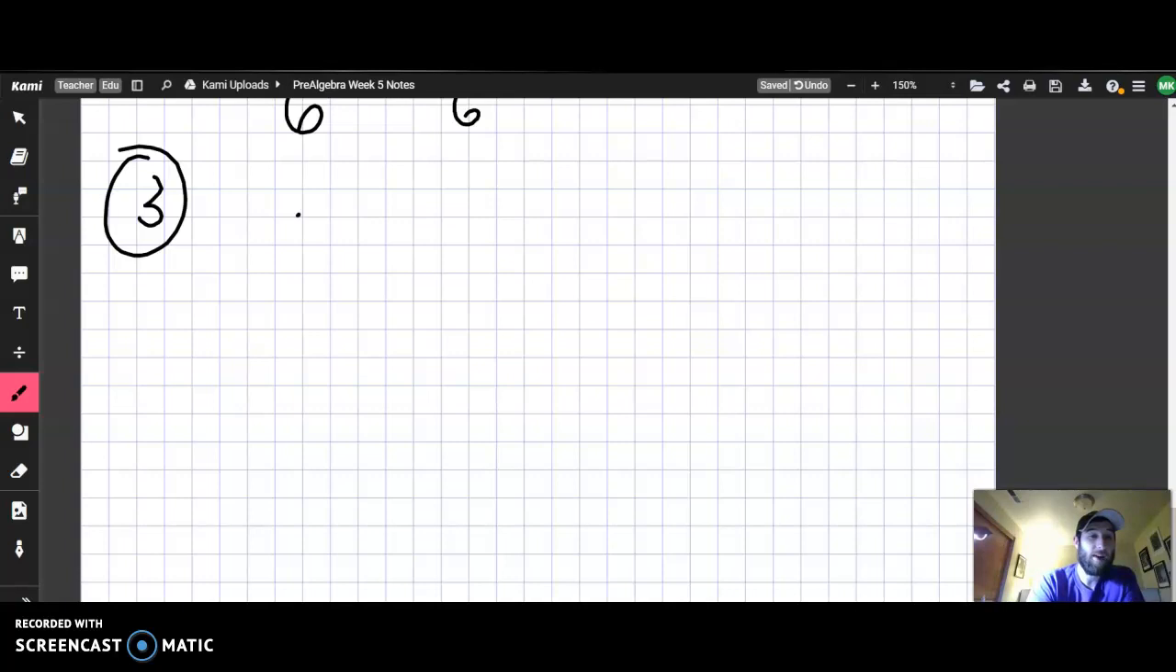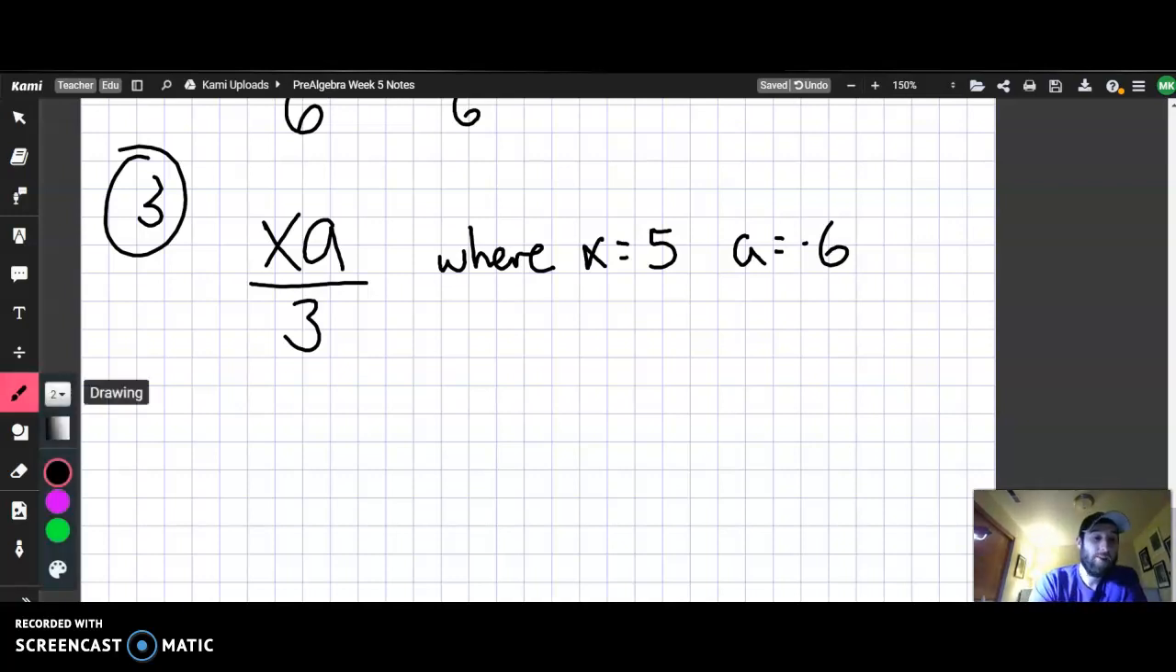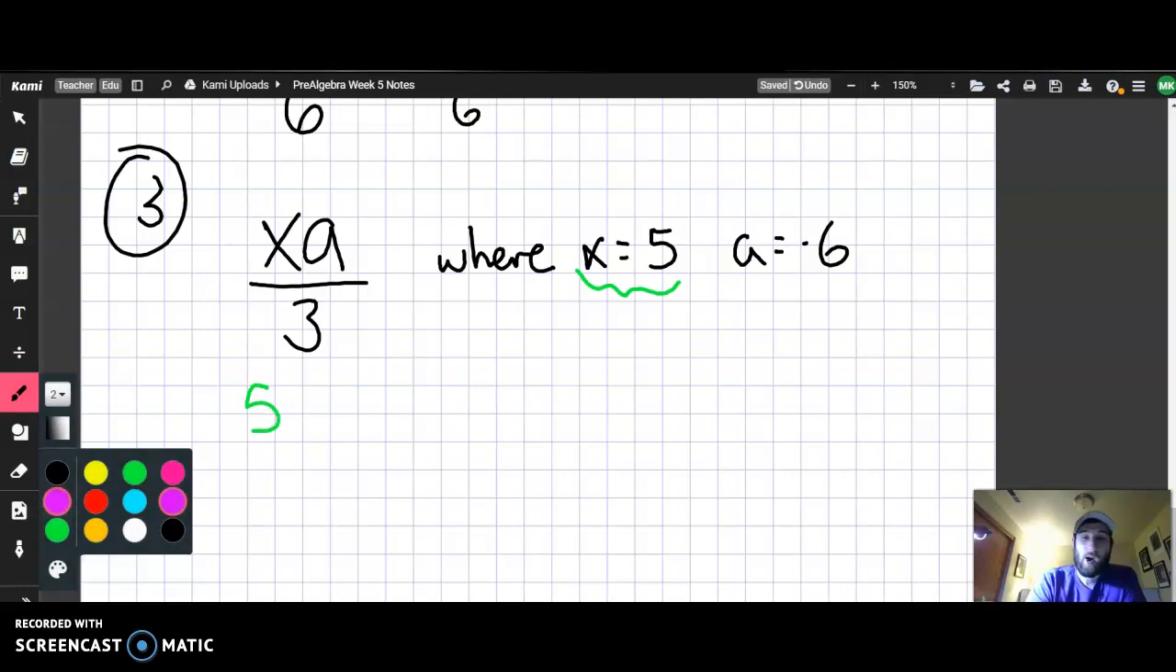In this problem, we have x times a all divided by 3, where x is equal to 5 and a is equal to negative 6. So first things first, let's make our substitutions. We have that x is equal to 5. So let's go ahead and plug that 5 in. We have our a is equal to negative 6.